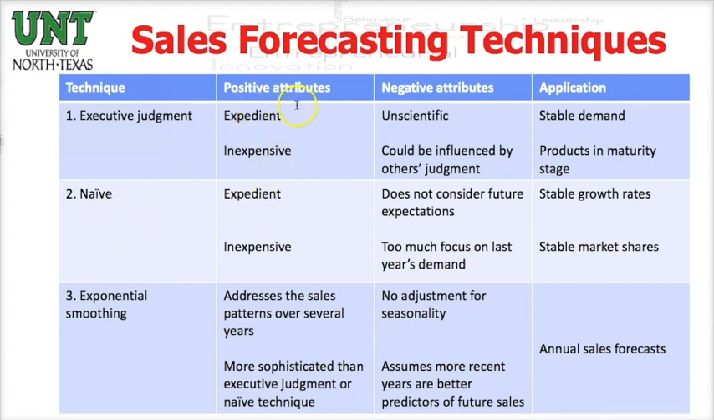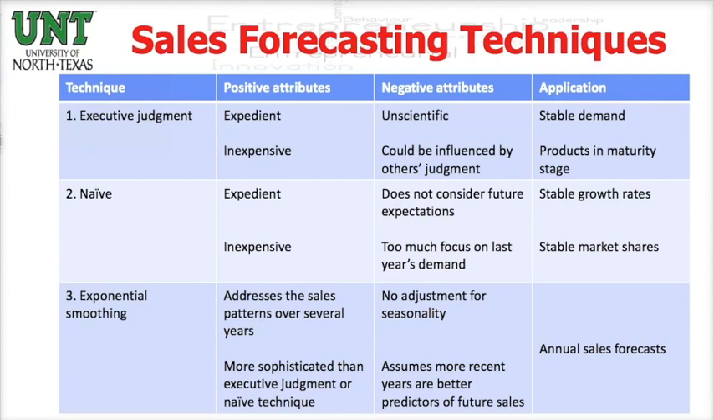So here are some positive attributes, the same ones, right? Expedient, inexpensive. On the downside, it doesn't consider future expectations, and you put a lot of focus on how much demand there was from last year. So when do you use it? When growth rates are stable and when market shares are stable.